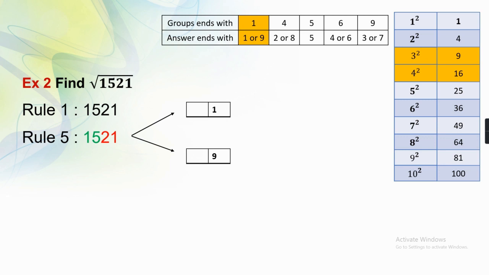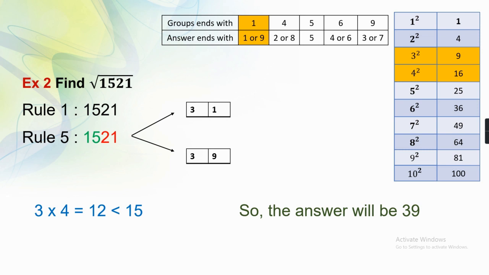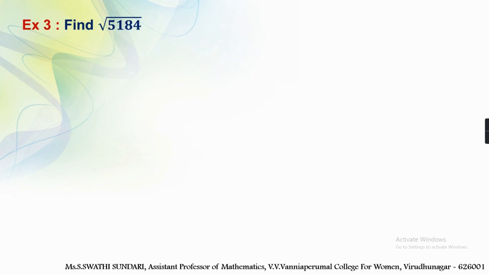And next, 15 lies between 3 squared and 4 squared. So, we get 3 squared, and the first digit of the answer will be 3. And we have to find whether 31 or 39 is our answer. So, 3 into 4 is 12, and 12 is less than 15. So, we have to take the higher number among 31 and 39, that is 39. So, the answer will be 39.